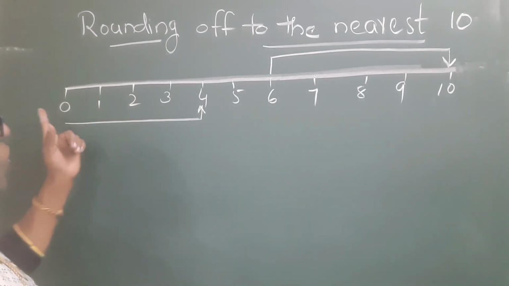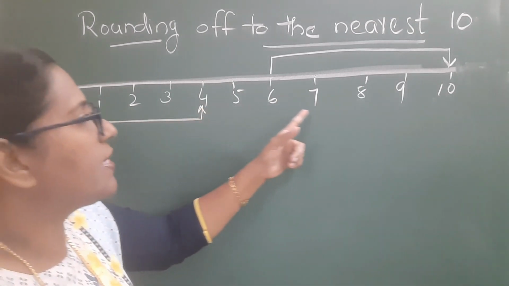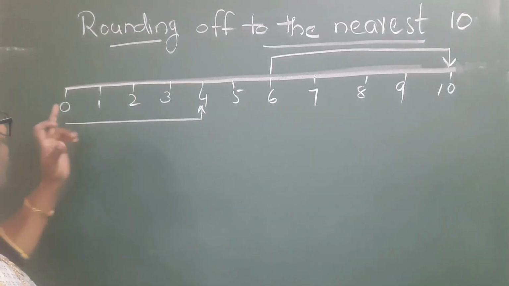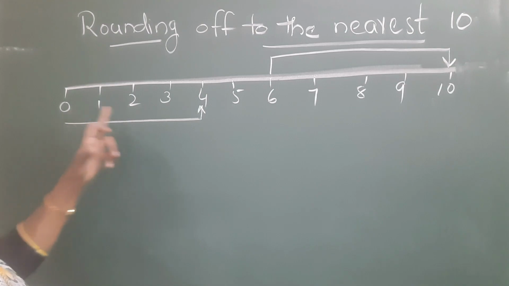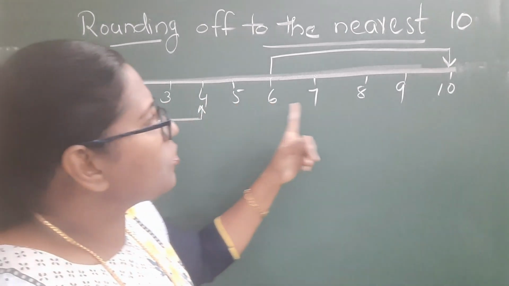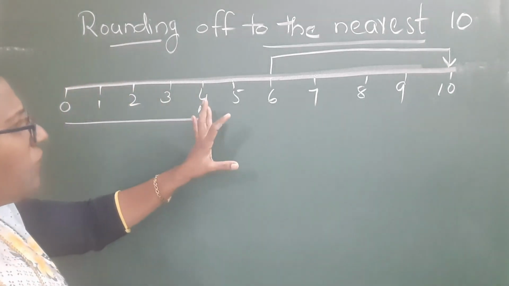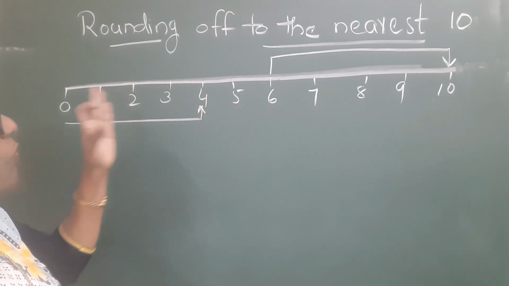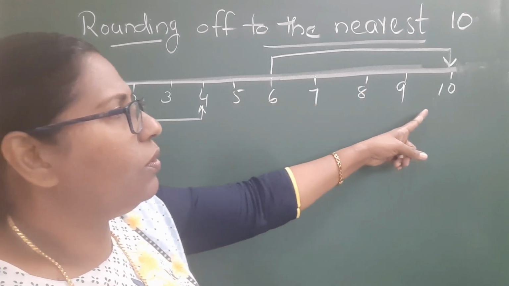In this 0 to 10 I have marked 0, 1, 2, 3, 4, 5, 6, 7, 8, 9, 10. From 0 to 4, whatever is there, that round off to 0. From 6 to 10, round off to 10. Between 4 and 6 there is 5. This 5 is equidistant to 0 and 10. So 5 round off to 10.